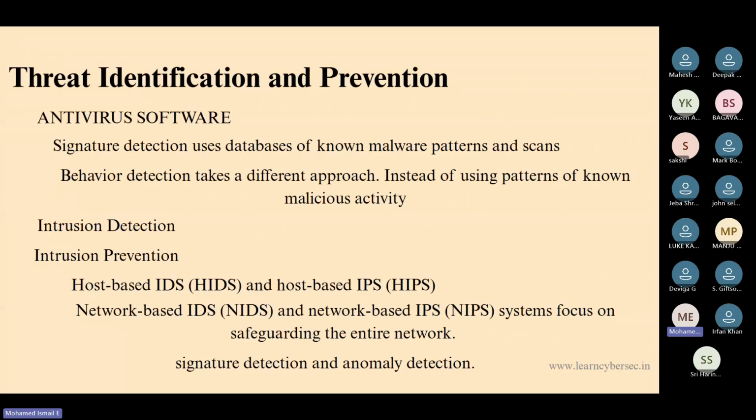So, threat identification and prevention. Next, how can we mitigate those threats? Antivirus can be used. Antivirus uses signature detection, a database of known malware patterns, and scans. Behavior detection takes a different approach: instead of using patterns, it looks for known malicious activity. Next, we have intrusion prevention and intrusion detection: host-based IDS (HIDS), host-based IPS, network-based IDS, network-based IPS, signature detection, and anomaly detection. So here, basically, we are covering threat modeling.